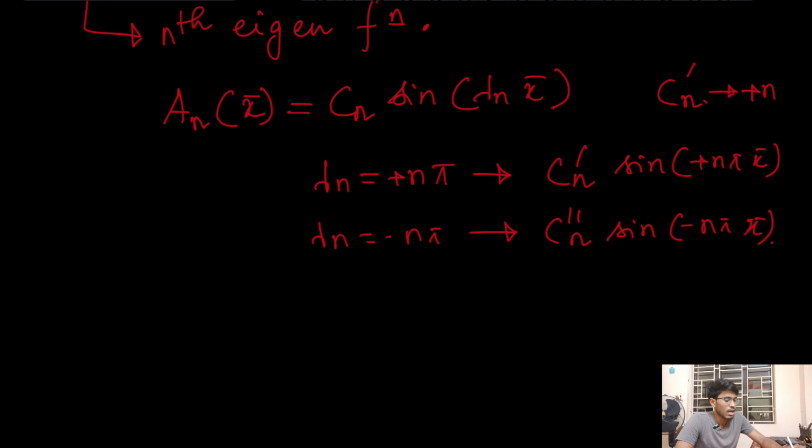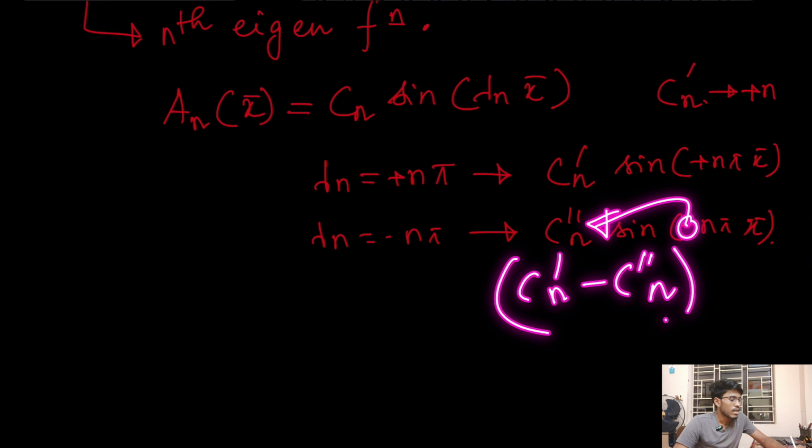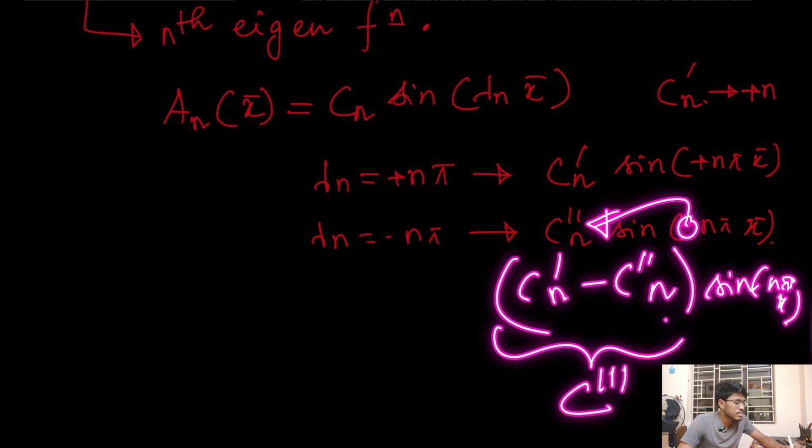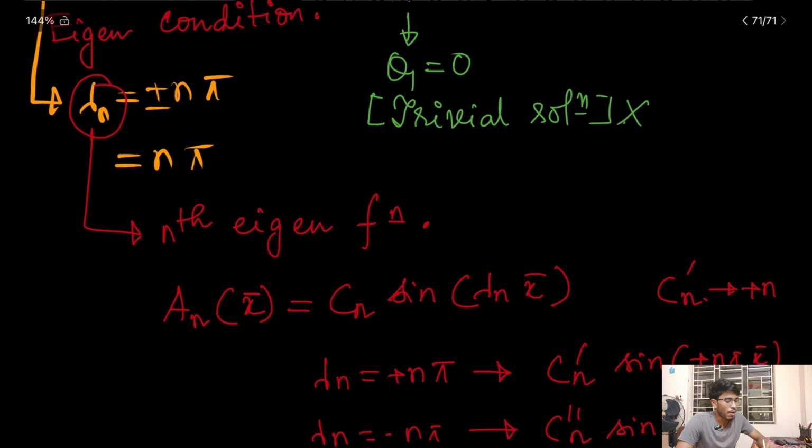Then for the general solution, for n equal to 1 to infinity, all the A n functions are solutions. So for the general solution, I have to add them up. Now during adding, this minus will come out and I will get a new constant as c n dash minus c n double dash, and this will be only sine n pi x bar. So I can term this as a new constant c triple prime, and that is why I am just taking the n only. Have you understood this?